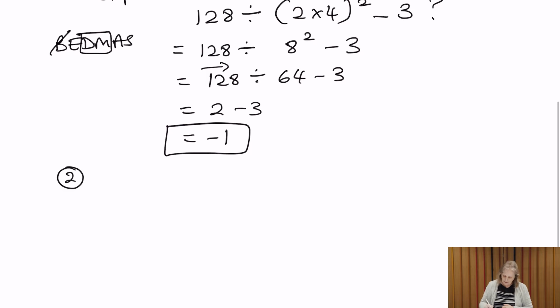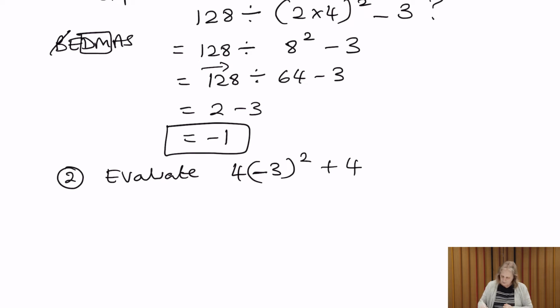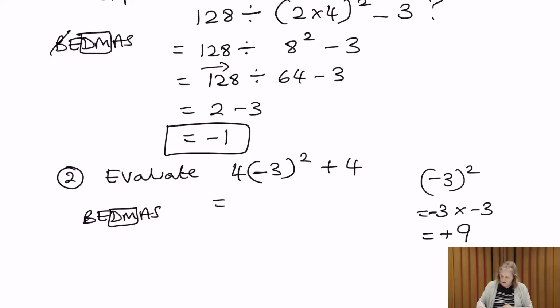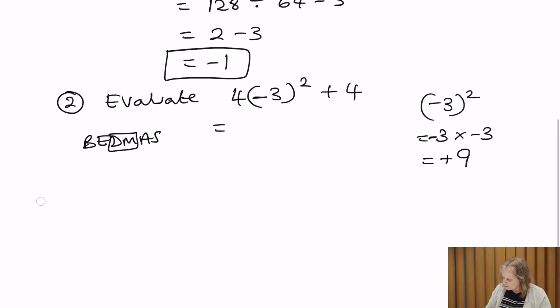The second example, we're going to evaluate this expression. We've got a negative number in the bracket here. We want to work out what the value of this is according to BEDMAS. So we're going to work out what's in the bracket first, -3 squared. We recognize mathematically that means -3 multiplied by itself 2 times. So that's going to give me +9. When we multiply 2 negative numbers, it gives us a positive number. So now we know that -3 squared gives us +9.